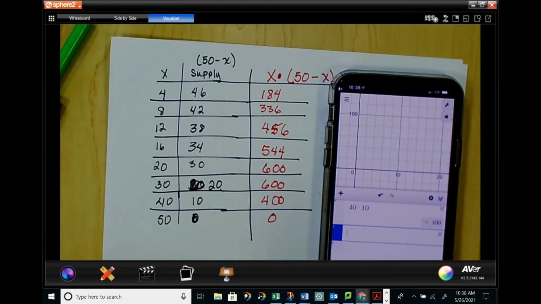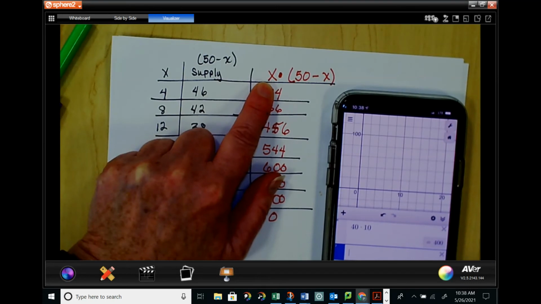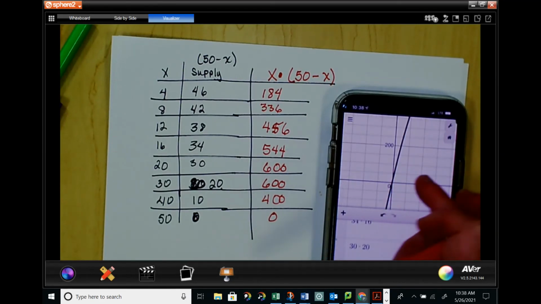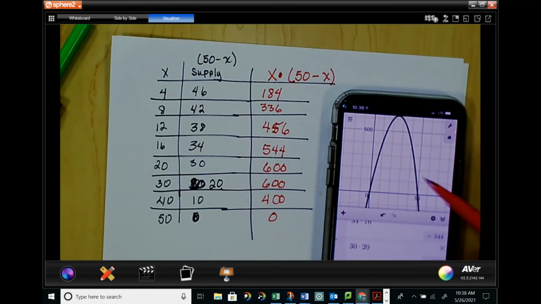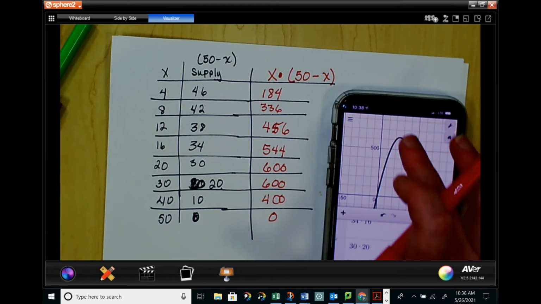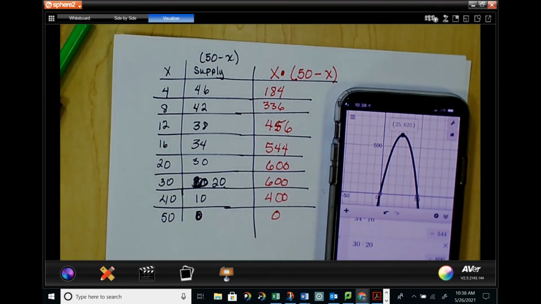Now if I type in this function, x times, and then parentheses, 50 minus x, and I close my parentheses and I zoom out just a little bit, I can see that right here, that's going to be my maximum. So this is going to be your maximum. And the nice thing about Desmos is you can just look at that. This would tell me that 25.